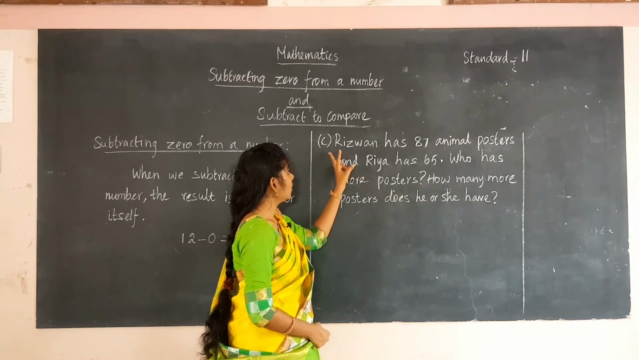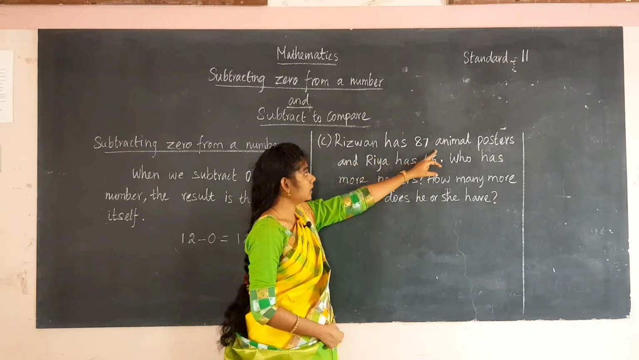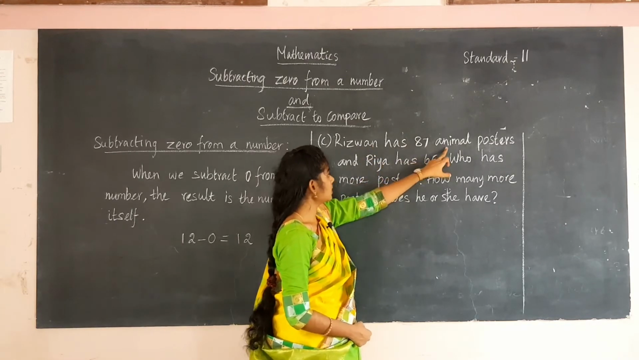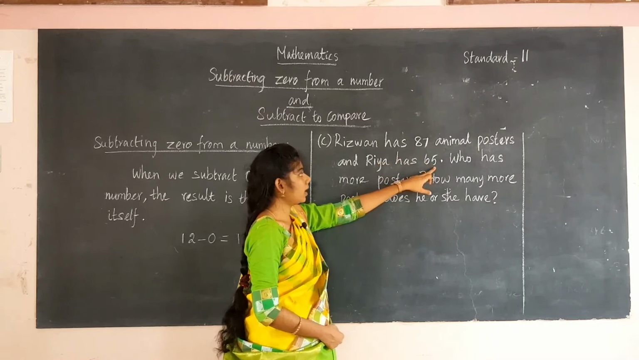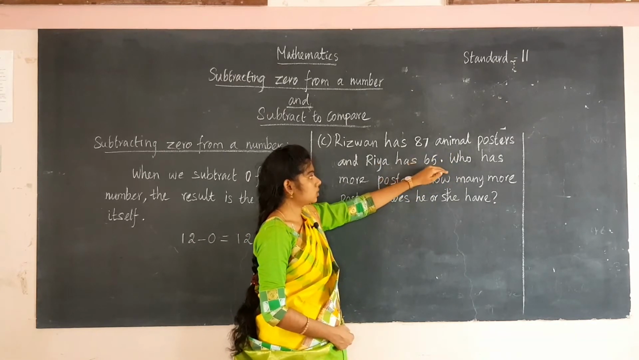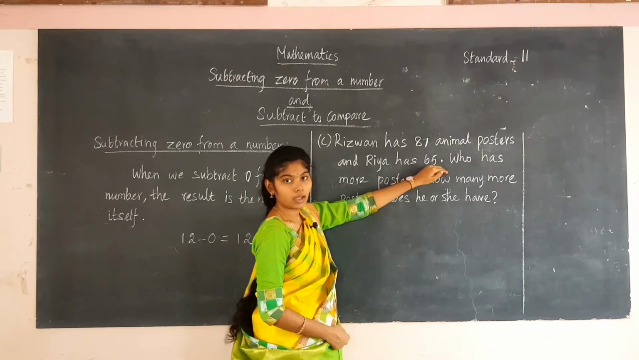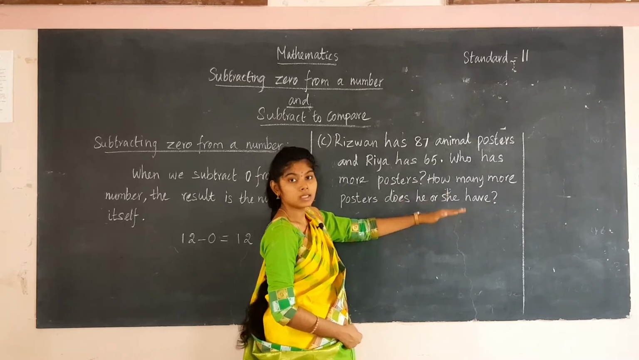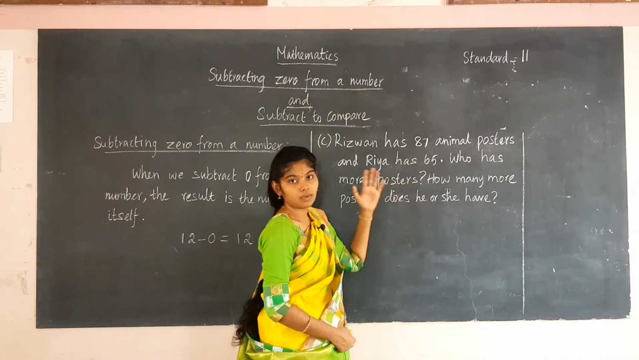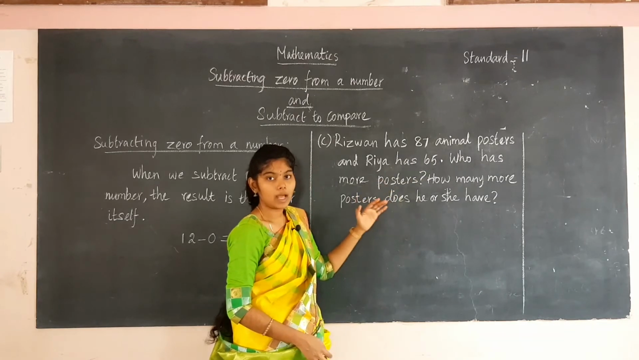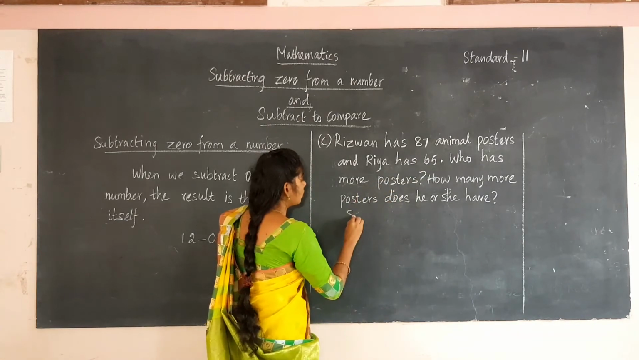Rizwan has 87 animal posters, and Riya has 65 animal posters. So here we have to compare these two numbers, then only we can get the answer. How many more, or who is having more, we can find by comparing those numbers. Comparing means we have to subtract those two numbers. So first we have to write the solution.